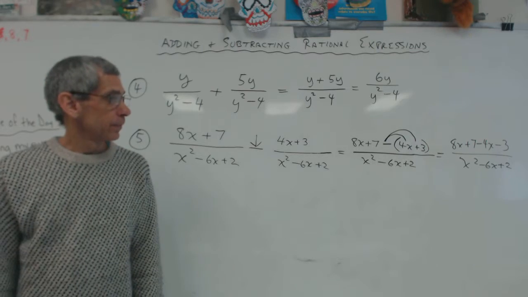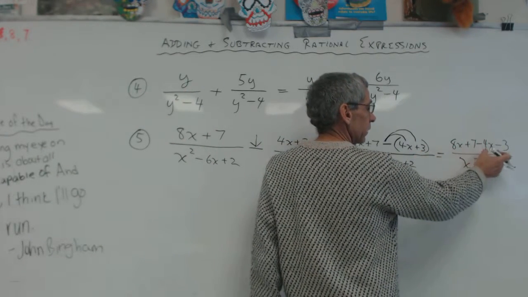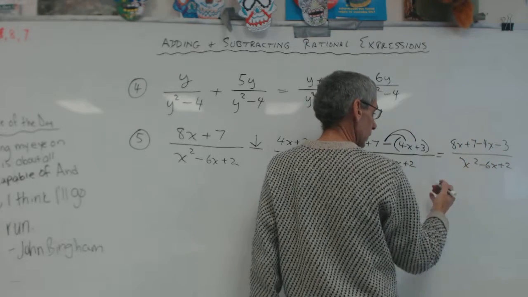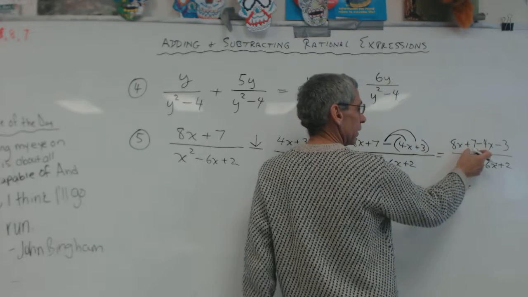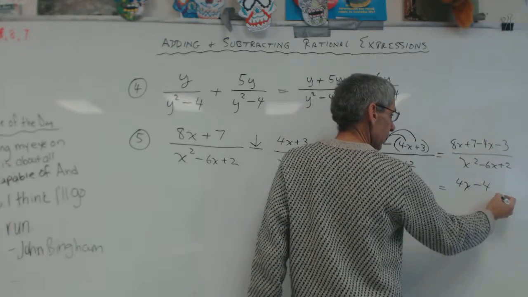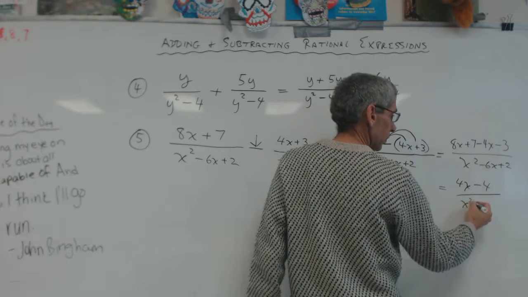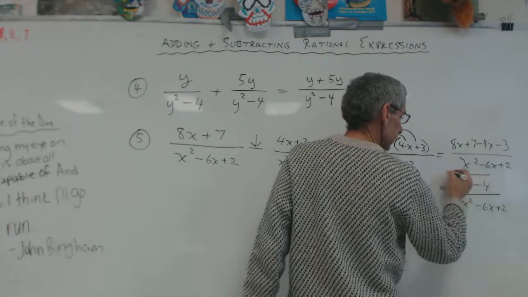The 8 and the 4. I have an 8x, and somebody took 4x's away, so really, I have 4x's. And then I have 7, and somebody took 3 away, so you'll have 4. 4x minus 4, all over x squared minus 6x plus 2. And that's my answer.